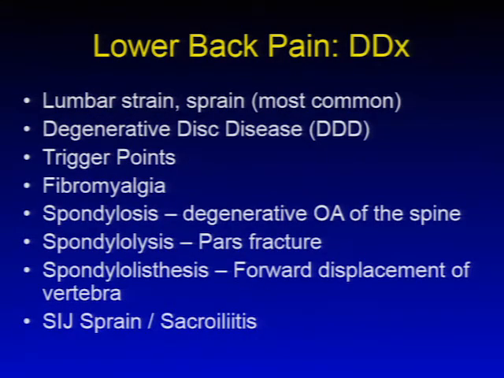What are the differentials in regards to lower back pain? Lumbar strain and sprain, which is the most common, lumbar degenerative disc disease, trigger points, fibromyalgia, spondylolisthesis, and sacroiliac sprain and sacroiliitis. Spondylosis is typically referred to as a degenerative OA of the spine, whereas spondylolysis is a pars fracture. Spondylolisthesis is a forward displacement of the vertebrae.